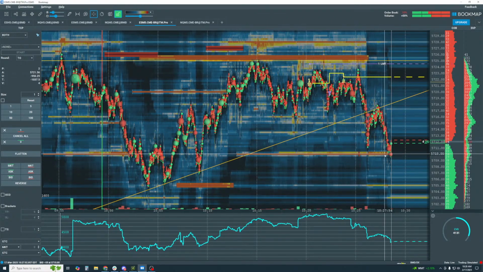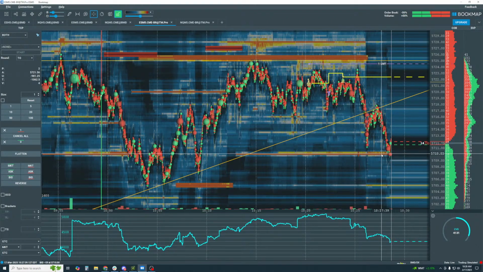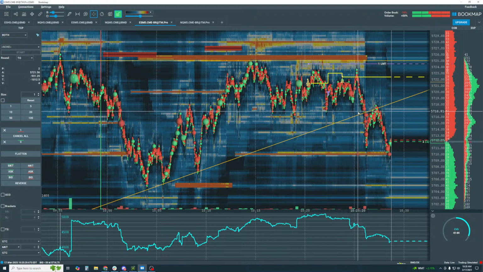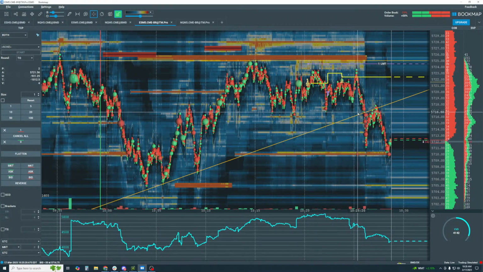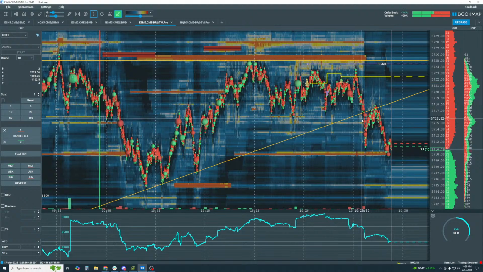Okay, so high liquidity just traded here, and this has turned into another range in here. But another potential trading range in here. Mean reversion.